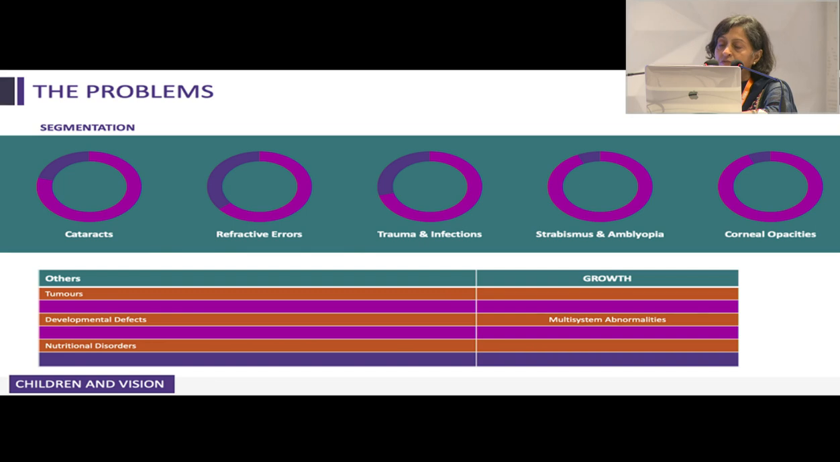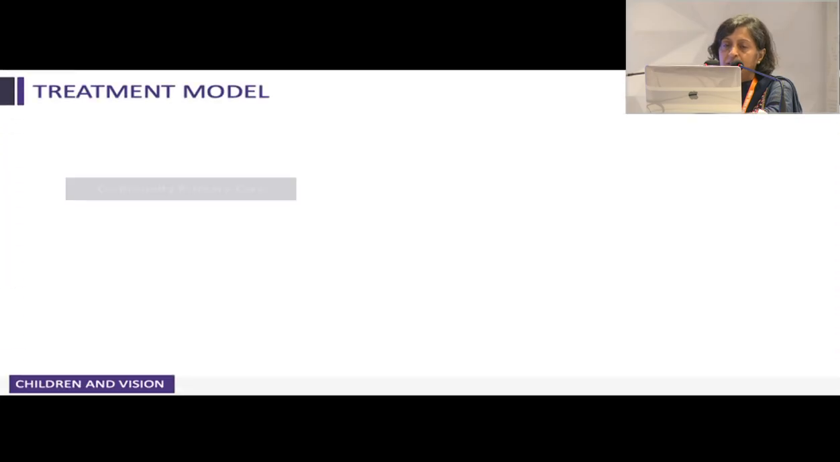So there needs to be careful refraction, prescription of glasses, and occlusion. These children are very prone to trauma and infections, as are all children. So again, one needs to counsel and take that into account in whatever intervention you do. Strabismus and amblyopia, and then the corneal opacities. All of this needs to be taken into account when planning the intervention.